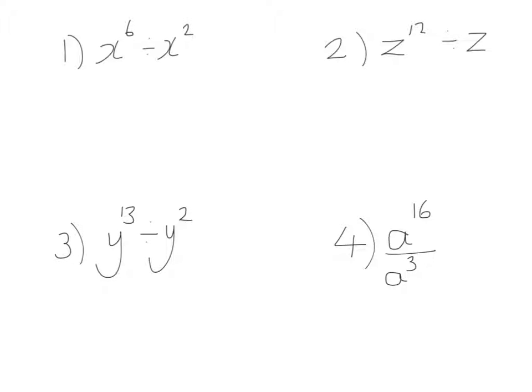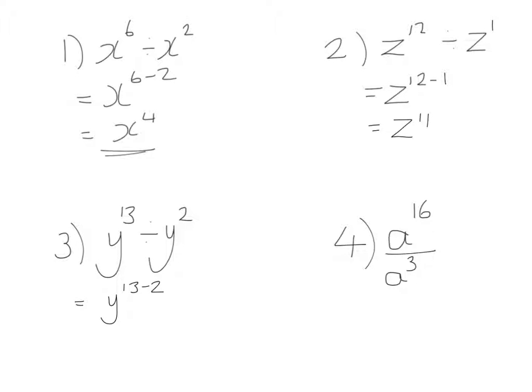Okay, here we've got 4 examples. We're just going to work through quickly just so we know that we're happy with what we're doing and we're comfortable. So in number 1, we are dividing, so we can simply subtract the powers. 6 take away 2 is 4. So this simplified is x to the power 4. Number 2, we're dividing, so we can subtract the powers. So 12 take away. If we do not have a power attached to a term, the power is 1. So it's going to be 12 take away 1, which is z to the power 11. Same sort of idea for 3, we're dividing, so we can take away 13 take away 2, that will give me y to the power 11.